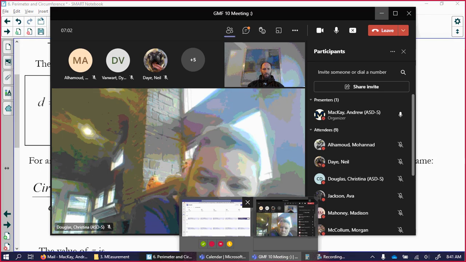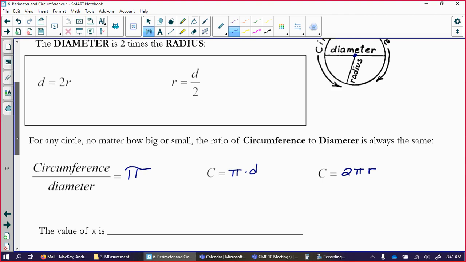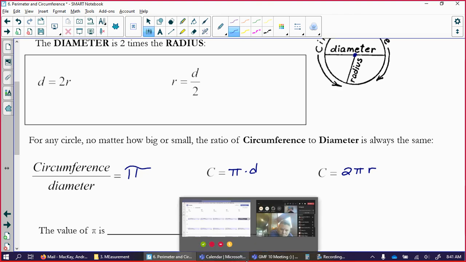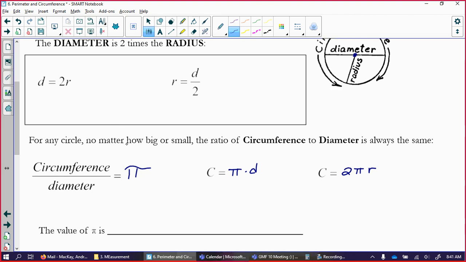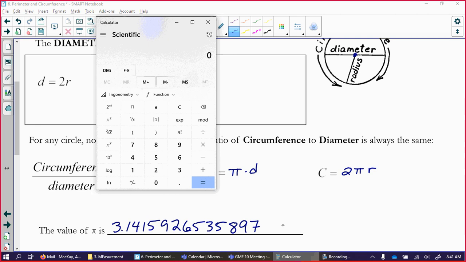Just like any formula we have, I'll probably give you one of these at some point on a test. The value of pi, because I'm a nerd, I think it's that much. I memorized 10 decimal places in a class in university because the professor was boring.